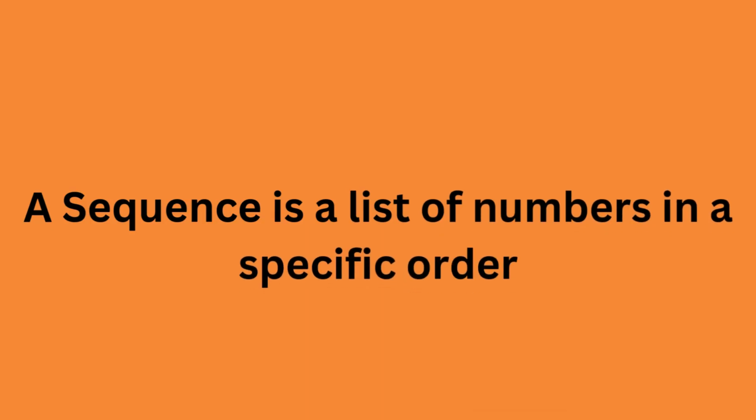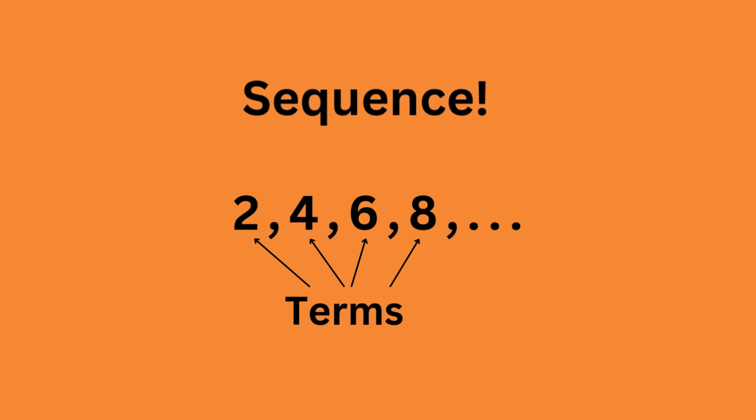A sequence is a list of numbers in a specific order. Each number in that list is called a term. For example, if we have 2, 4, 6, and 8, that is a sequence. The rule here is to add 2 to each term to get the next one.